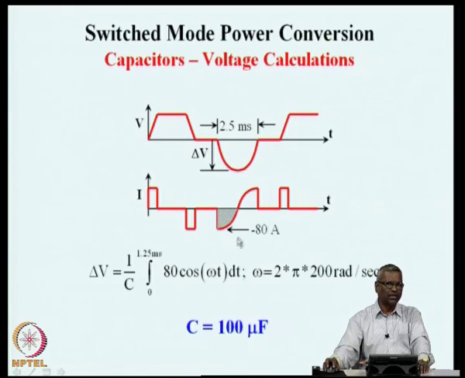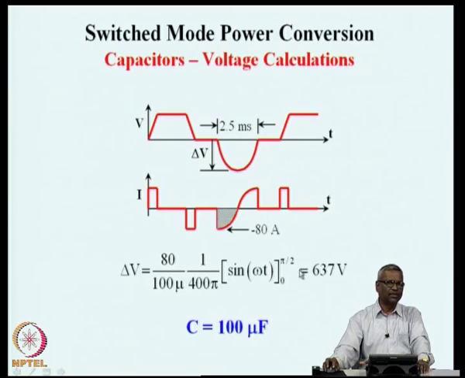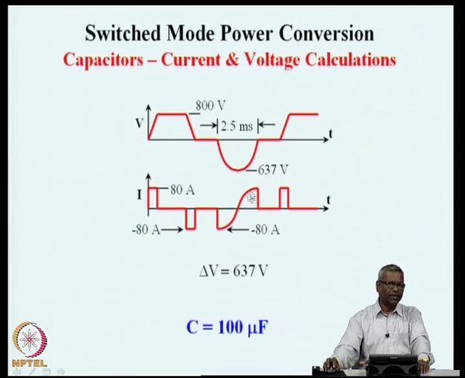That area can be mathematically calculated: 80 cos omega t dt integrated from 0 to 1.25 millisecond and divided by the capacitance value, and this number is 637 volts. So, what we see is that the voltage accumulated in the capacitor for this current is 637, and then during the next portion the current reverses and this 637 is lost and the voltage across the capacitor comes back to 0 and continues till the end of the cycle. After that the cycle repeats.